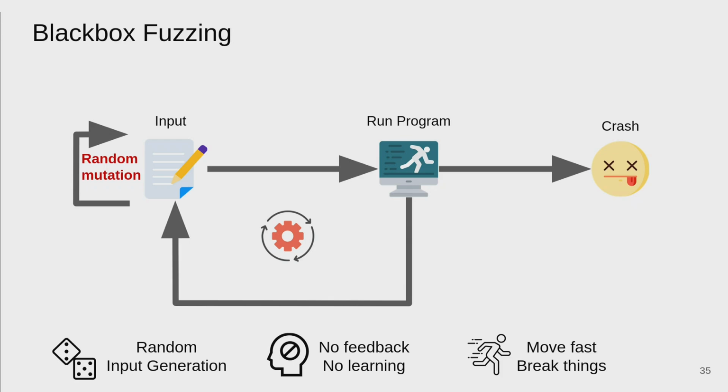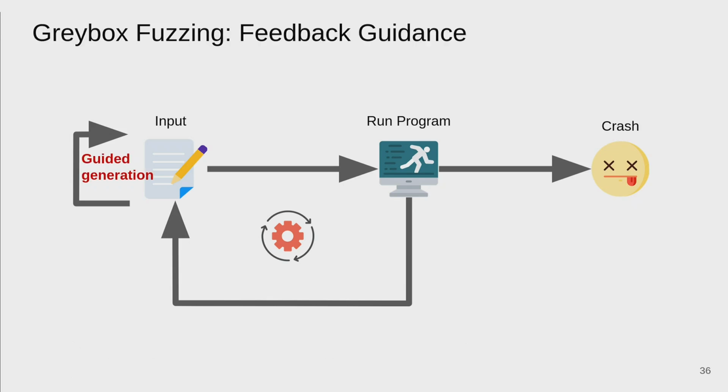There's no distinction between good inputs, bad inputs, and no notion of how well a program is being covered. So about 10 years ago, 12 years ago, a new invention was being made called the gray box fuzzer. And here the idea is that we actually take note which part of the program was executed.